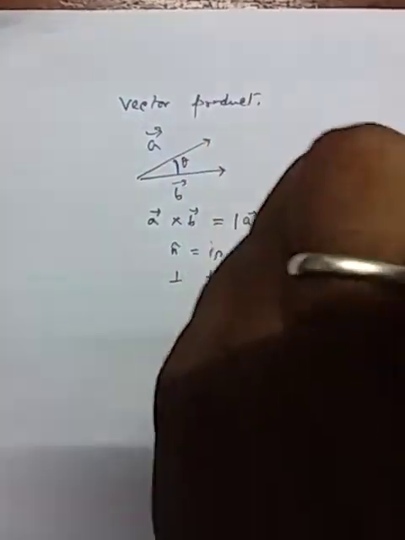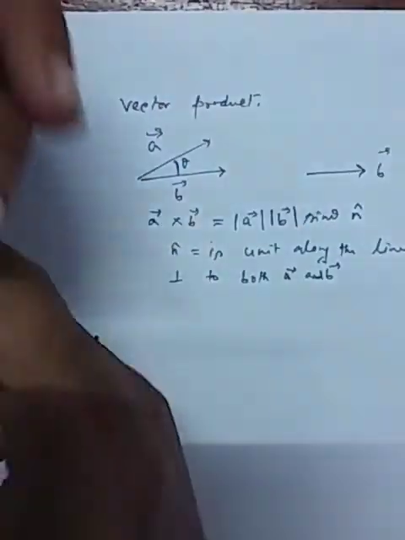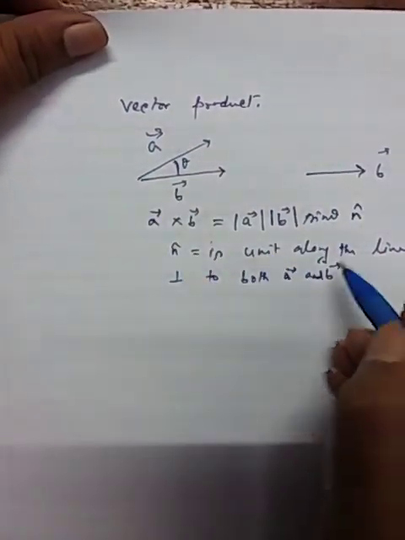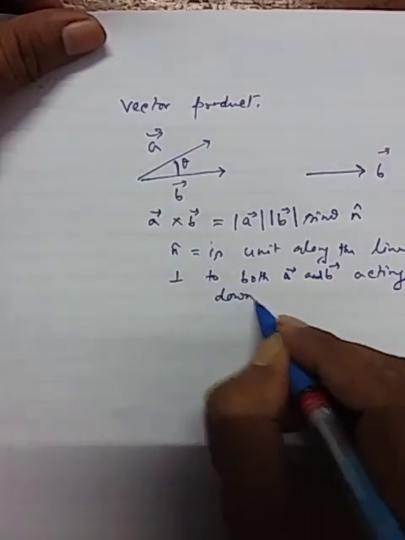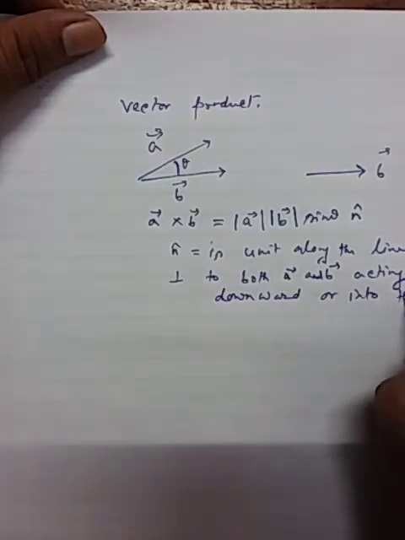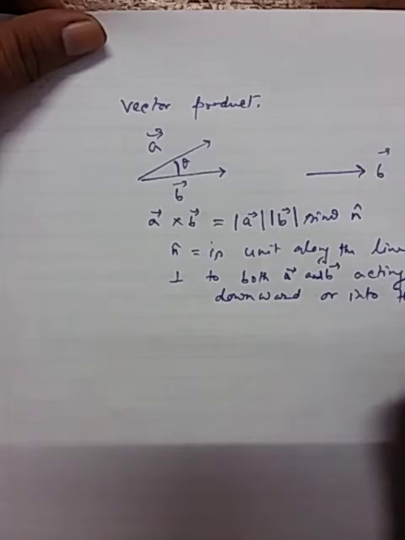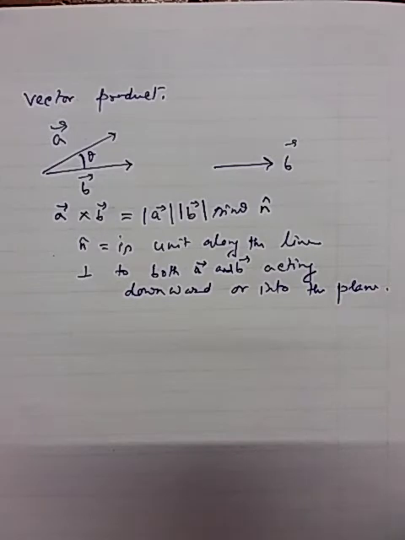We can solve it by the right hand rule: if from A to B, my thumb gives the direction of the vector which is the result of A cross B, and it will act downward. So perpendicular to both A and B, acting downward or into the plane. And what is B cross A?